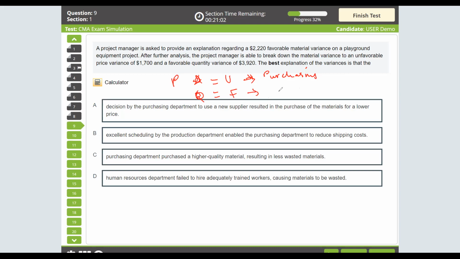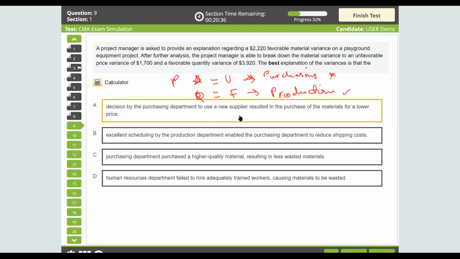Quantity, that's how much we use, is the production department's responsibility. So that means the production department did a good job, and the purchasing department technically for now didn't do a good job. So let's look at the answer choices and see which one matches.